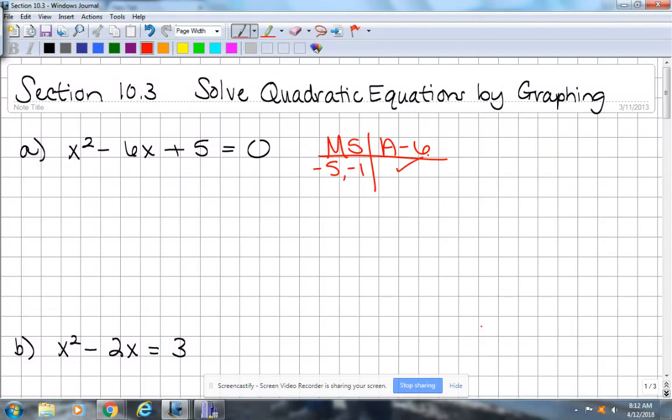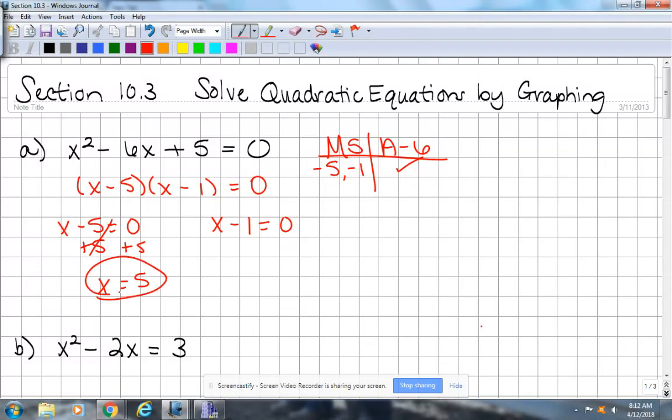Yes. And then we would have said, okay, that's a trinomial, so we would have said x minus 5 times x minus 1 equals 0, right? And then we would have set those both equal to 0. And we would solve them. So we would add 5 and x equals positive 5. And then we would add 1 and x equals positive 1. And those were our two solutions.